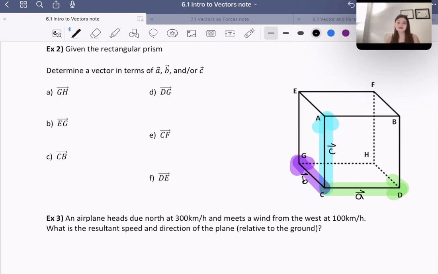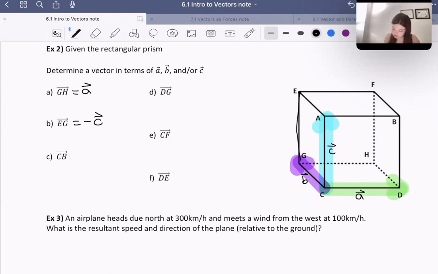Okay, well, let's try to define these using A, B, and C. So GH. Well, it looks like GH, that's this one over here. So that's the same thing as just vector A. So I'm going to write that down, vector A. Okay, what about EG? So EG, that's going from here and it's going down. So it looks like it's negative vector C, right? Because it's the same magnitude, but the direction is the opposite direction. What about CB?